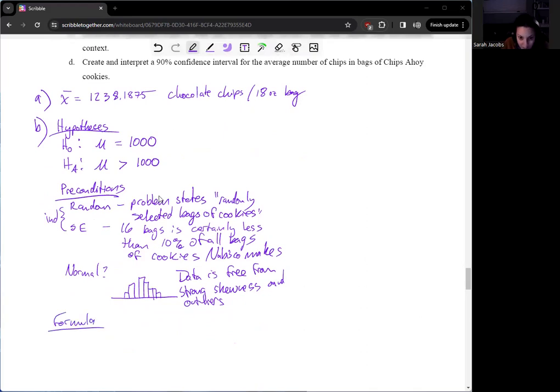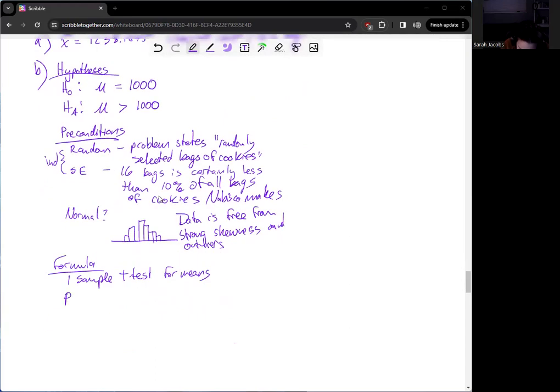After preconditions, we have our formula. And this is where we name our test. So this is going to be a one sample t-test for a mean. And we're looking at the probability that t is greater than whatever t-score we get. So when we calculate it, just turn my plots off real quick. And we're going to go to stat tests. And this one is just going to be called t-test.